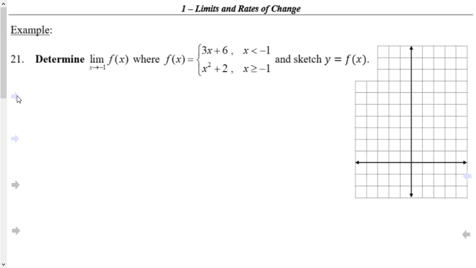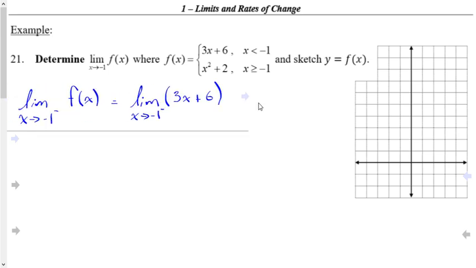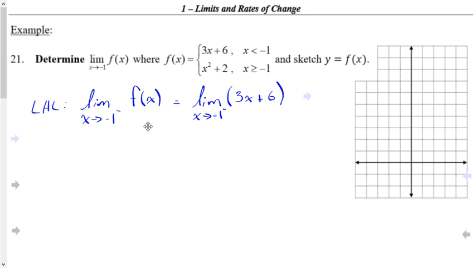So here's the first step. I need to look at what's the left-hand limit. Well, my left-hand limit, I'm looking as x approaches -1 from the left side. Since I'm coming from the left side, it means that my x values are less than -1. So I need to use this part of the definition as I do my left-hand limit. So there we go. I'm using this part of the definition.